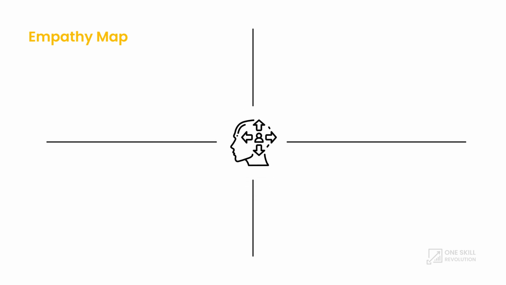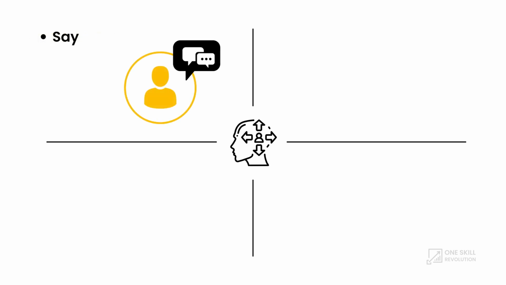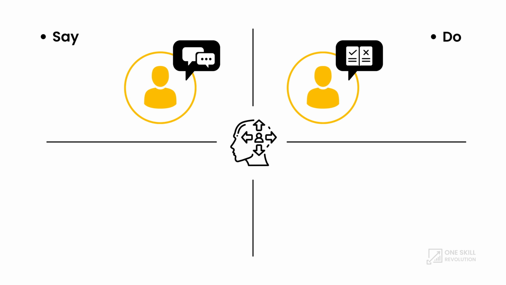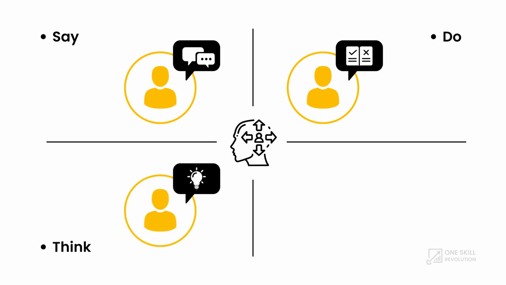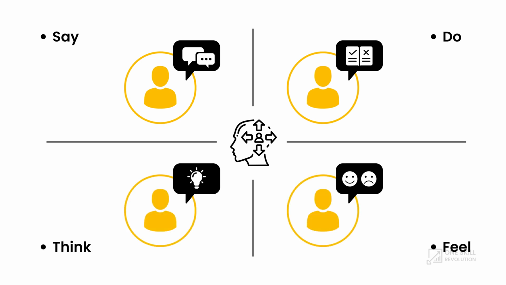The Empathy Map is a 4 quadrant layout that helps us to understand our users' needs and their perspective on the problem through what they say, what they do, what they think, and what they feel. And it also helps us to brainstorm ideas and solutions with our users.